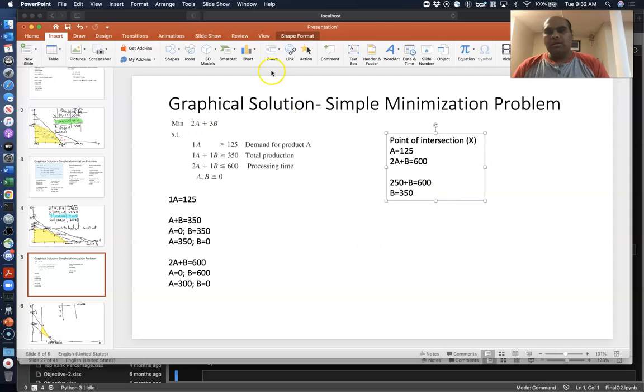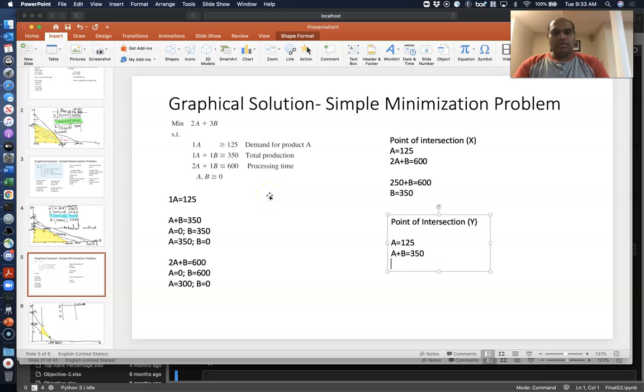Now similarly, let's find the point of intersection Y. Again, this is also easy because one of the lines is the vertical line. So you have A is 125. That's the first line. And the second line is A plus B is 350. If I plug in A is equal to 125, it gives me 125 plus B is 350, or B is equal to 225. So that's 125 comma 225. The other is 125 comma 350.